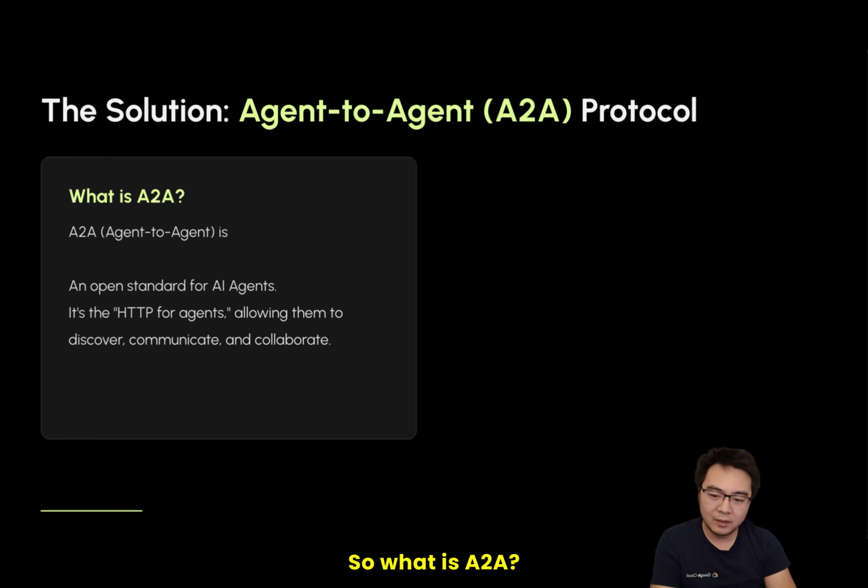So what is A2A? A2A is an open standard for AI agents. The way I like to think about it in a simple way is that it's like the HTTP for agents. The standard allows them to discover, communicate, and collaborate. And the most important thing to me is you now have a way to manage agents at scale because they all implement the same protocol.